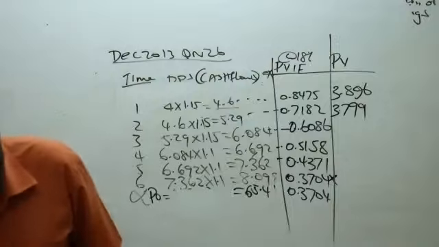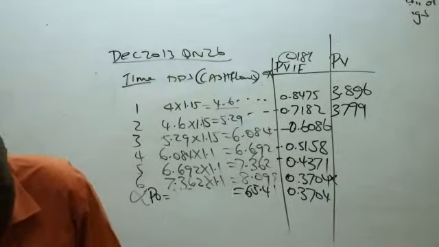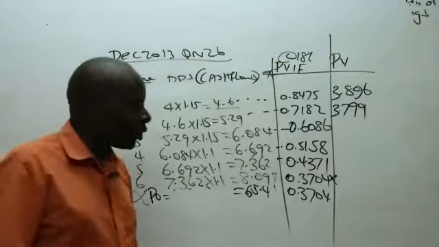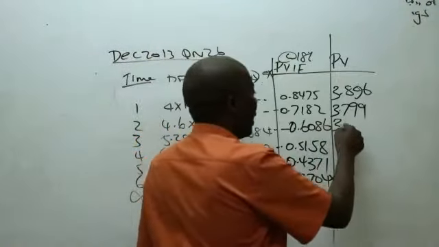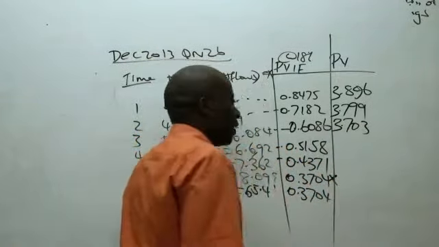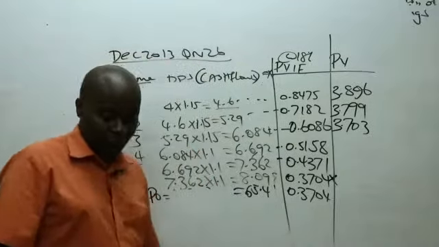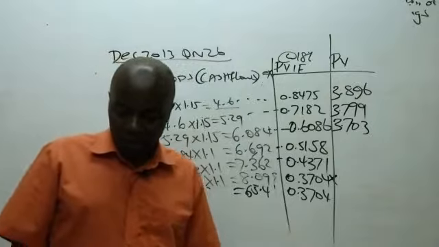So I'm being given the next figure as 3.703. Thank you very much. Please give me all the others very fast so we can get out of this particular question.